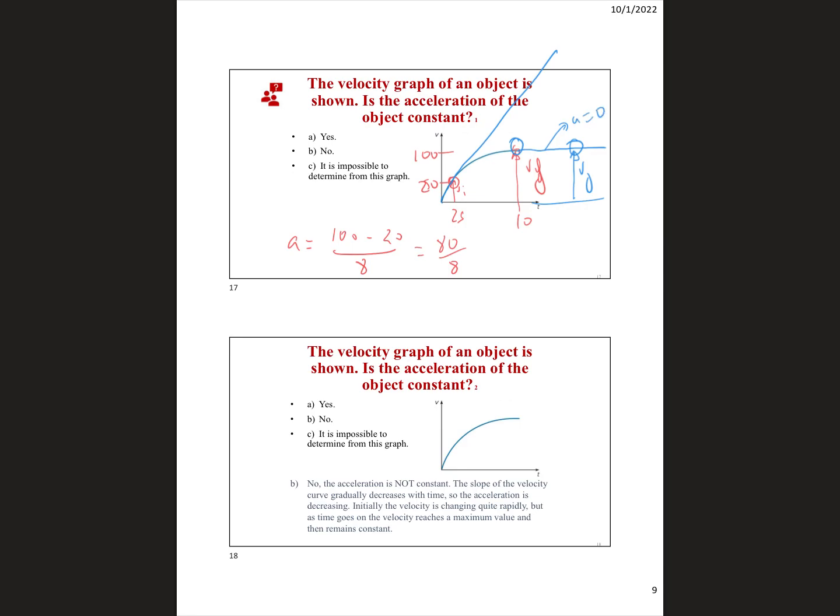So the acceleration starts very big at the beginning, at t equals 0, and it is becoming smaller and smaller, and zero later on. Here the acceleration is 0. So is the acceleration of the object constant? No. To be constant, you need a graph of v versus t that is a rectilinear line. Let's go to the next question.